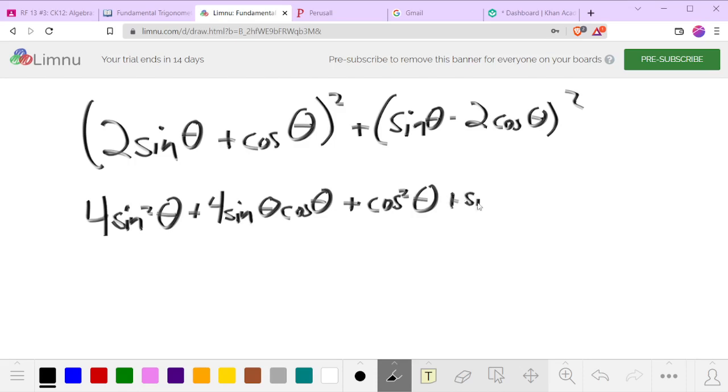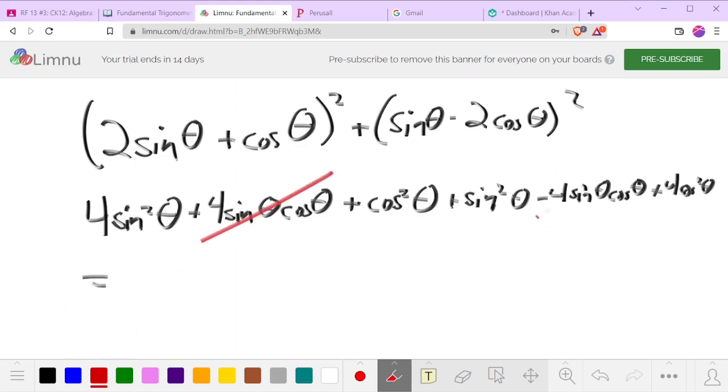Now here we have a sine squared theta minus 4 sine theta cos theta, and then plus 4 cos squared theta. Now our 4 sine theta cos theta terms cancel out. We are left with 5 sine squared theta plus 5 cos squared theta.